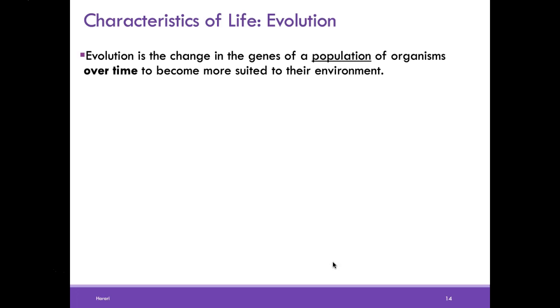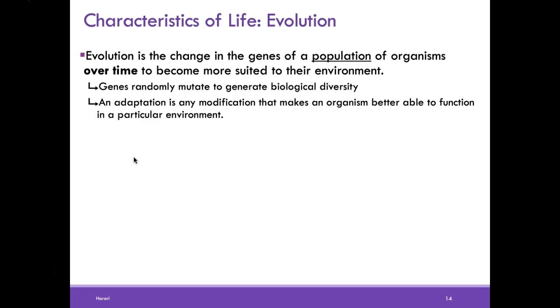Key words here: evolution happens in populations of organisms over time. So no one person can evolve in a generation. So it's over many, many generations that organisms evolve. And this happens because genes, which encode proteins, as you learned in biology, determine traits. And genes randomly mutate to generate biological diversity. So different organisms will just randomly have different traits. An adaptation is any modification to a trait that makes an organism better able to function in a certain environment.